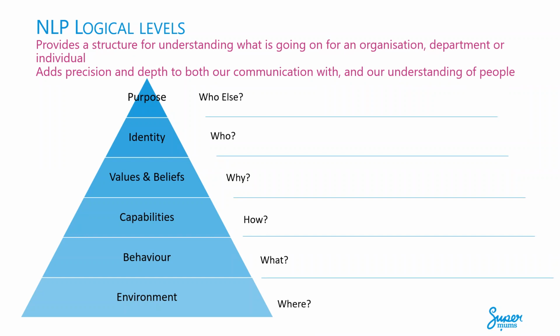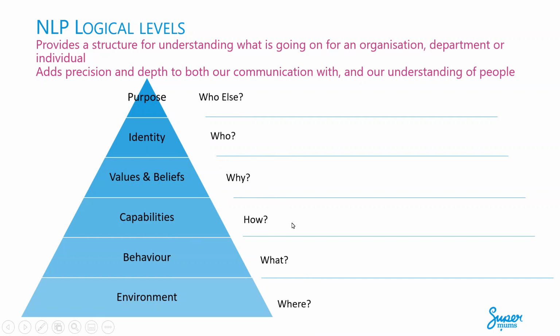And it allows you to assess in practical terms with a client, are all these things in place and what is it they can do to mitigate risk? So it adds precision and depth to both our communication with and our understanding of people. So when we consider NLP logical levels, you can see the different levels we have here from environment, behaviour, capabilities, values and beliefs, identity and purpose. And it allows us to look at the where, what, how, why, who, and who else.